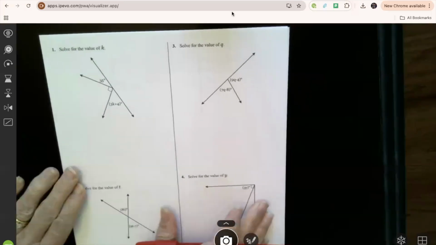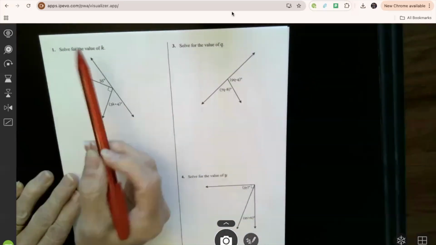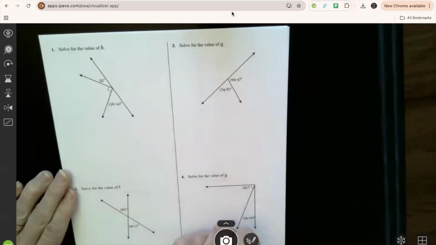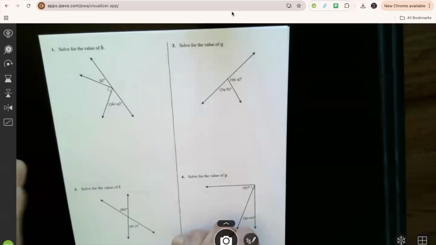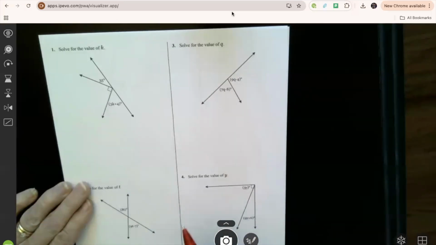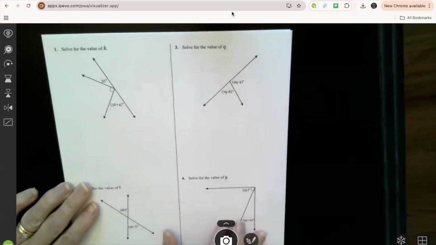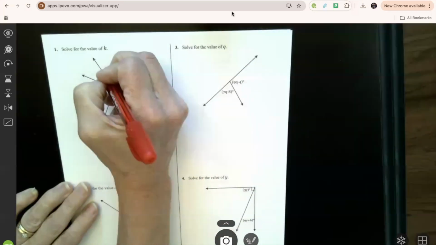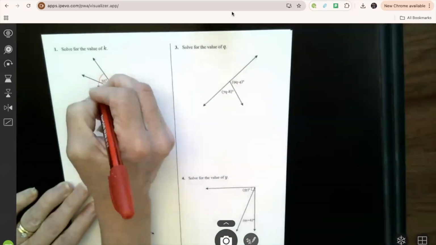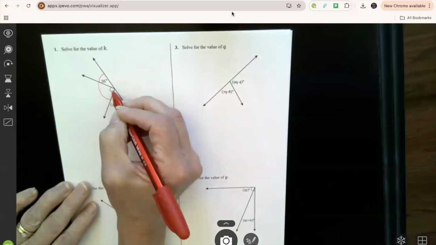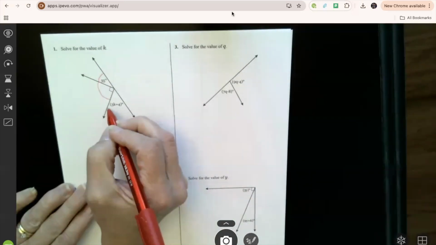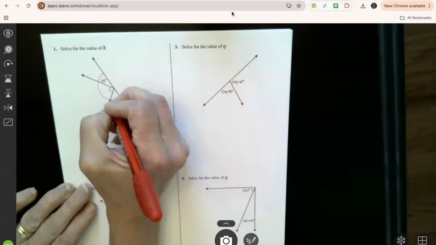So let's jump in. Number one says solve for the value of K, which is right here. You have to use what you know about angles to write an equation that will help you solve for K. I know this angle measure right here is 35 degrees, and this angle measure right here is 90 degrees because it has the square in the middle. And then this angle measure is 3K plus 4.